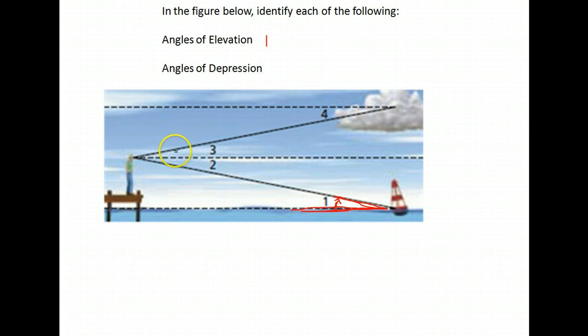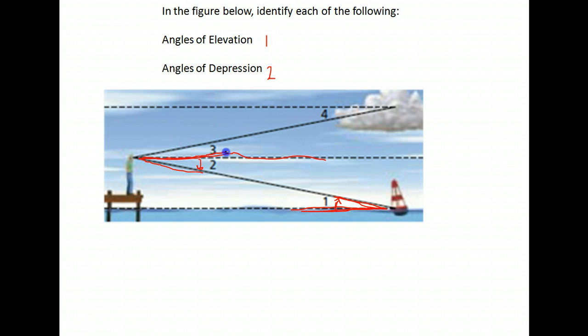Let's look for more horizontal lines. Here's one. There's a horizontal line right there where the man is looking. Notice there are two angles formed. There's one here. How was angle 2 formed? Did we go down from our horizontal line or did we go up? Notice it's formed by going down from that horizontal line, which would make it an angle of depression. Angle 2 is an angle of depression.